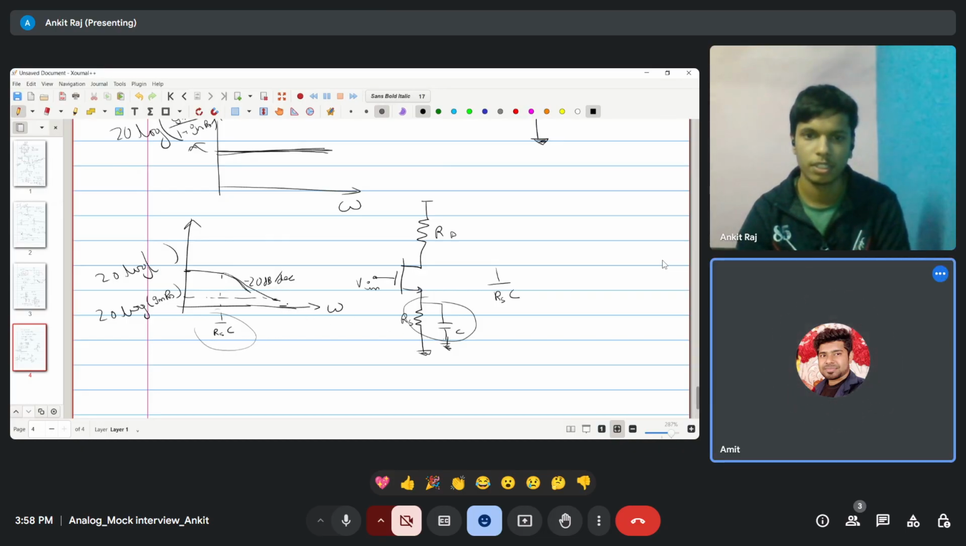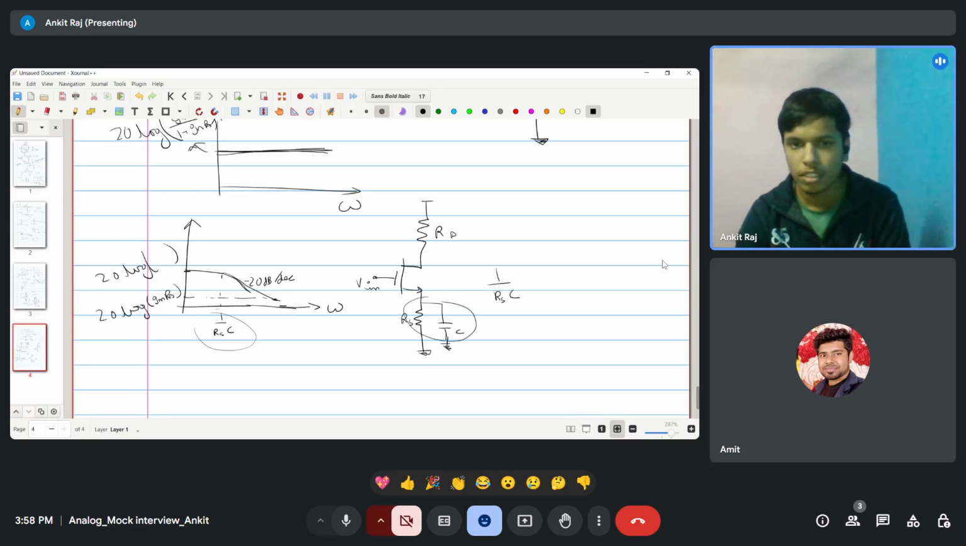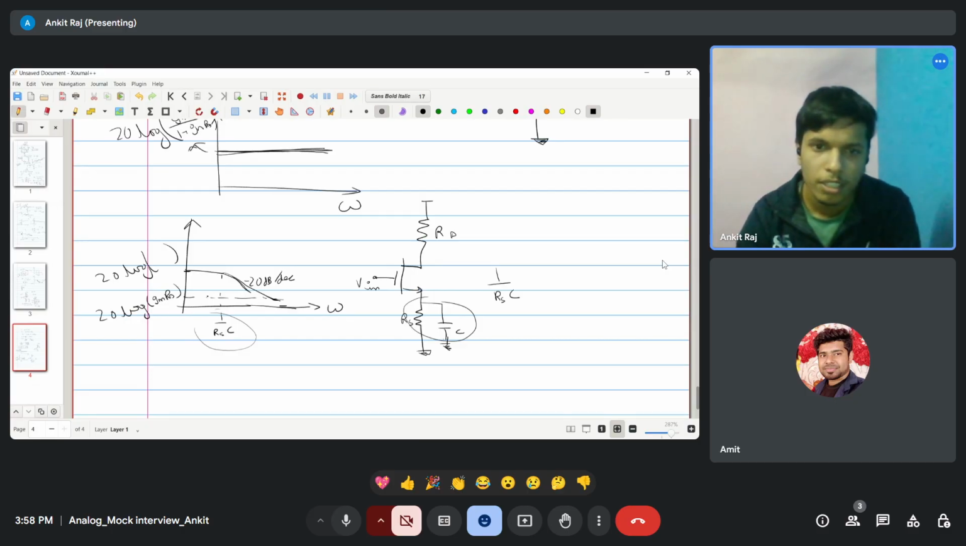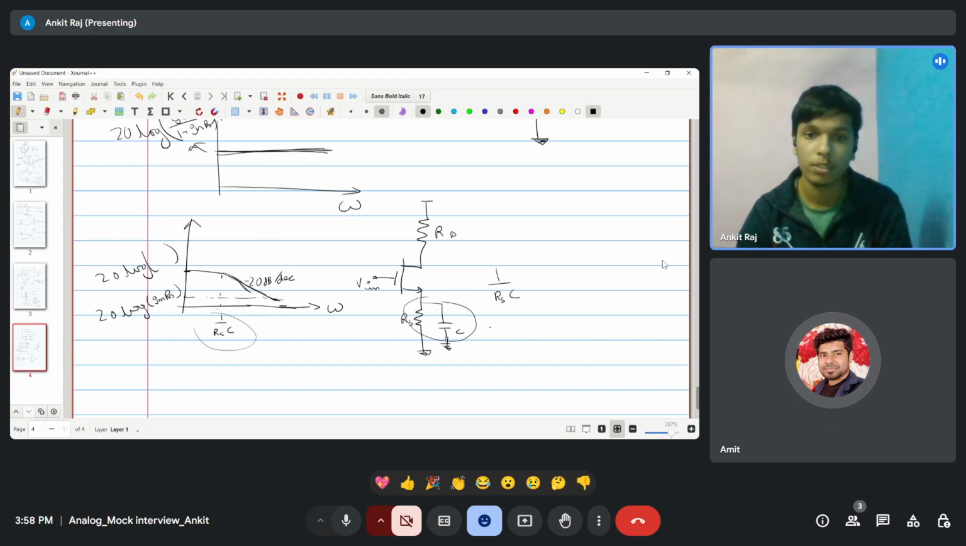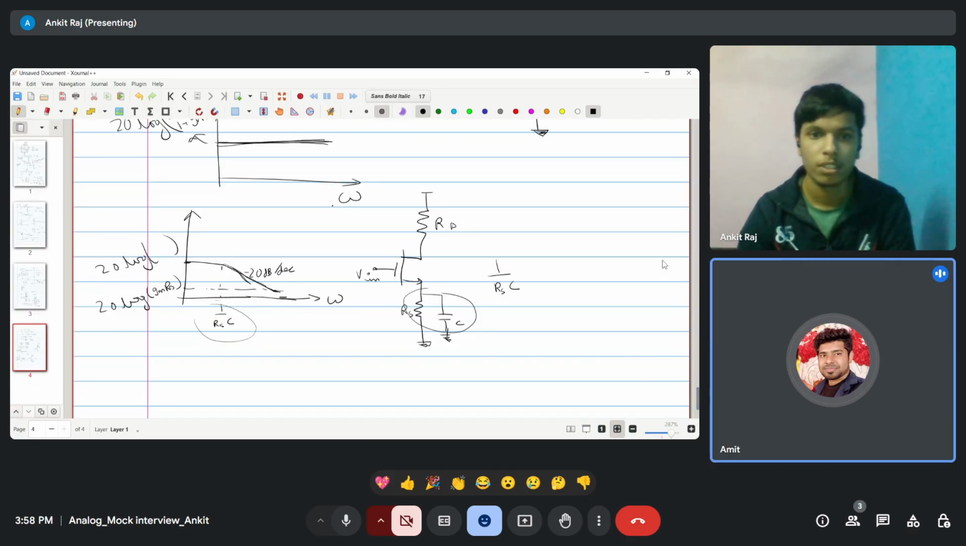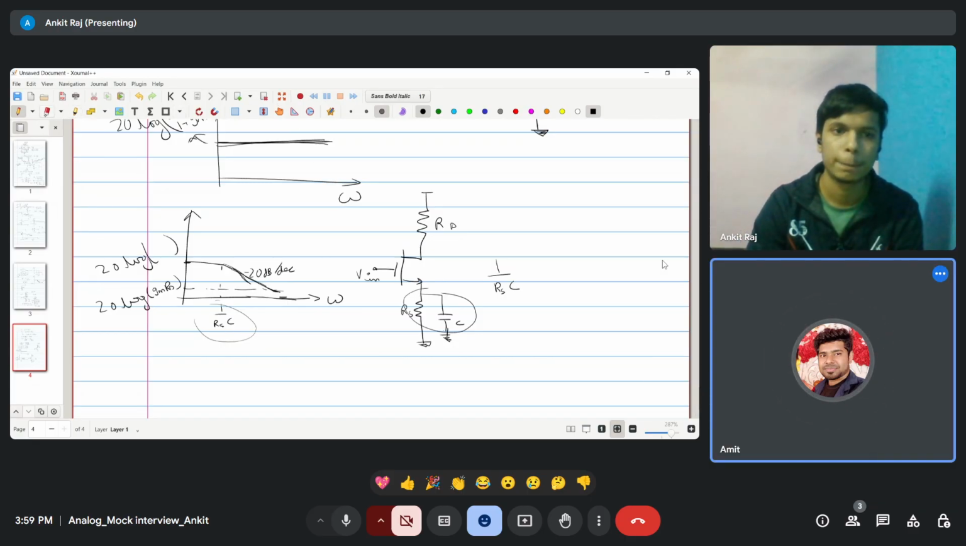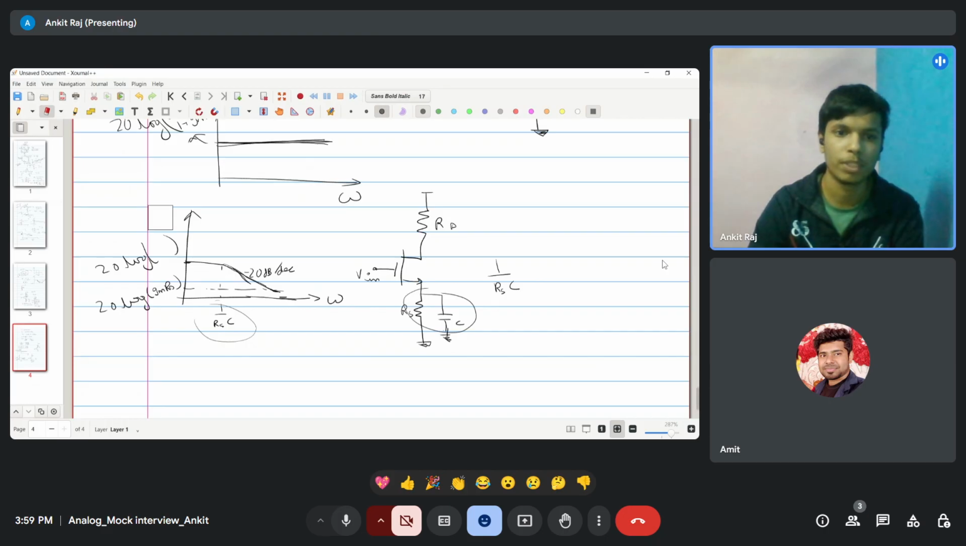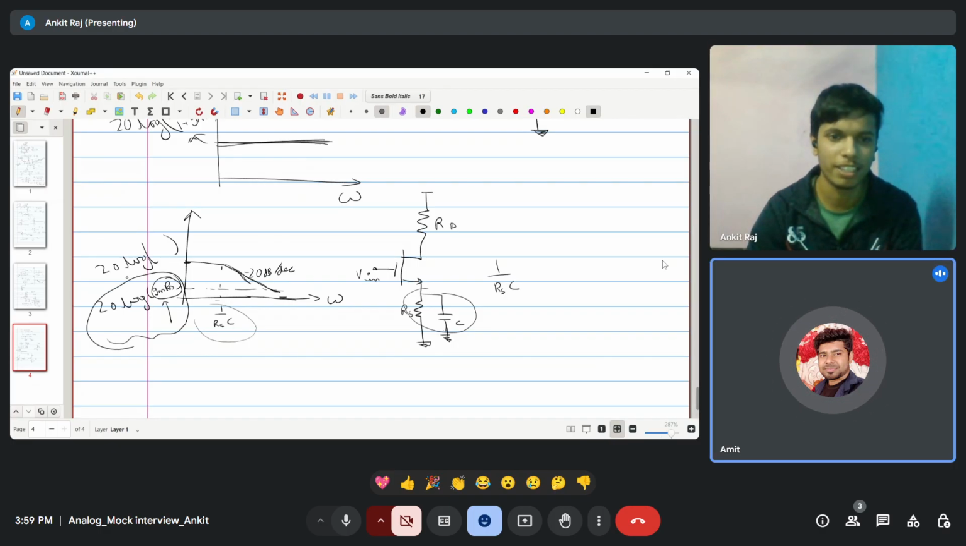Draw the complete plot. Will it remain constant, decrease, or increase? It will slowly decrease till infinity. Now tell me which value is higher: 20 log gm rd, or 20 log of gm rd by 1 plus gm rd? The higher value is the one at infinity, so this should be higher. So this would be your modified Bode plot.